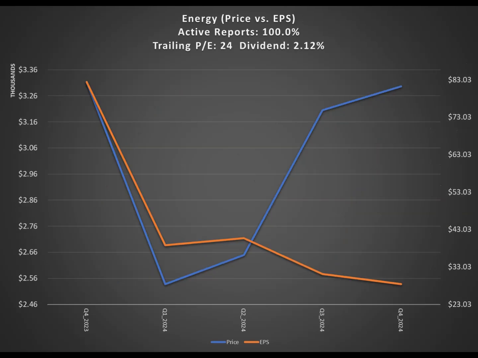Energy sub-industries. Oil and gas exploration and production. Oil and gas equipment and services. Integrated oil and gas. Oil and gas storage and transportation. Oil and gas refining and marketing. Footnotes for the energy sector. New addition, Texas Pacific Land Corporation, exchange, NYSE, ticker, TPL, sub-industry, oil and gas exploration and production.